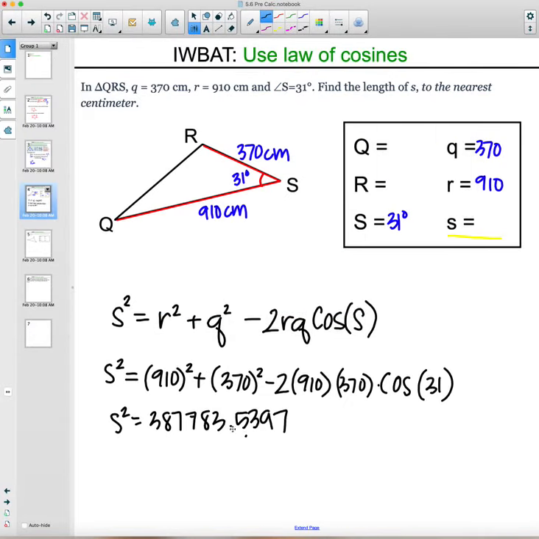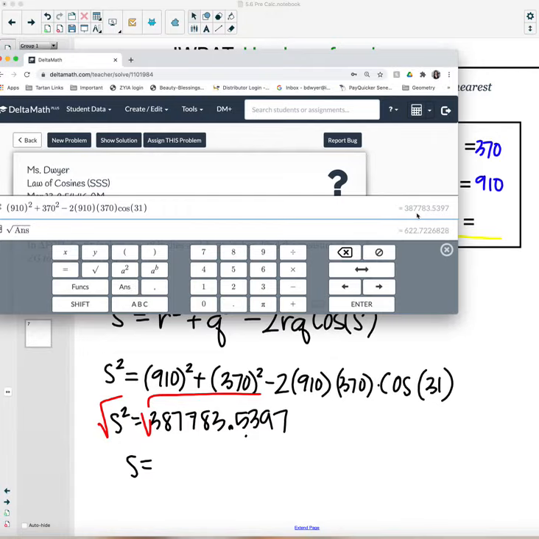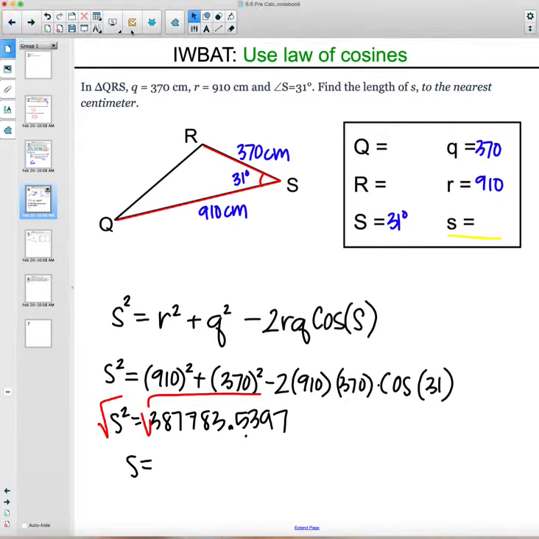783.5397. Okay, so that's what S squared is. So now we'll square root both sides, and that will get you what S equals. Just in your calculator, put square root of the answer, and it'll kick that answer back in, and you'll get this, 622.72.